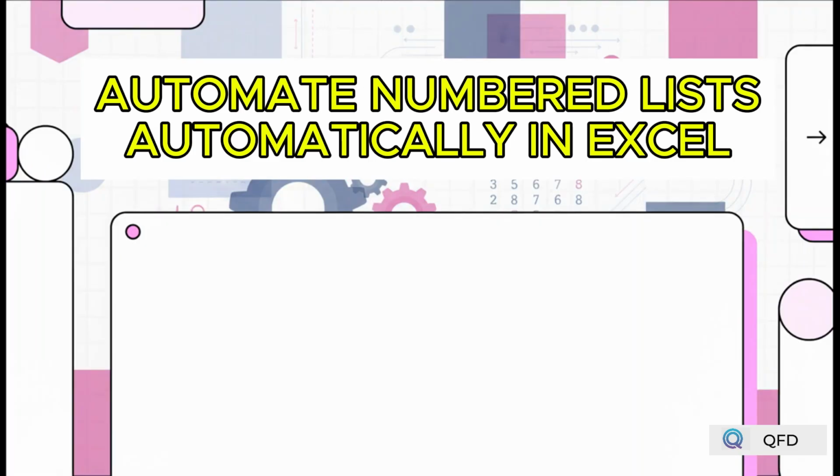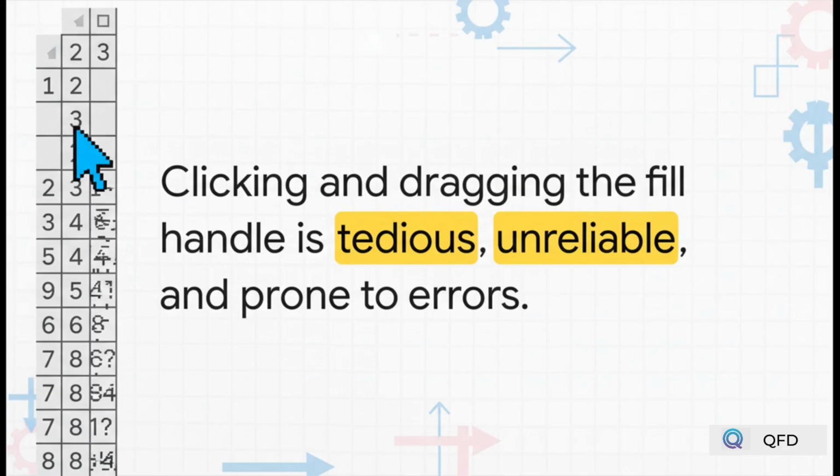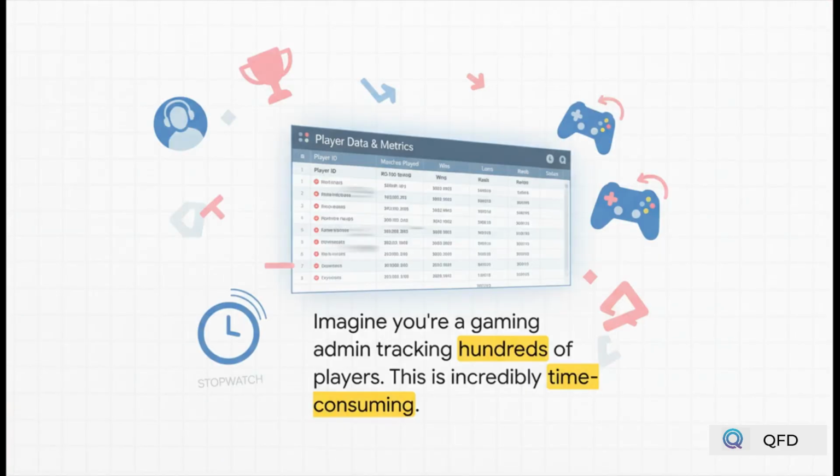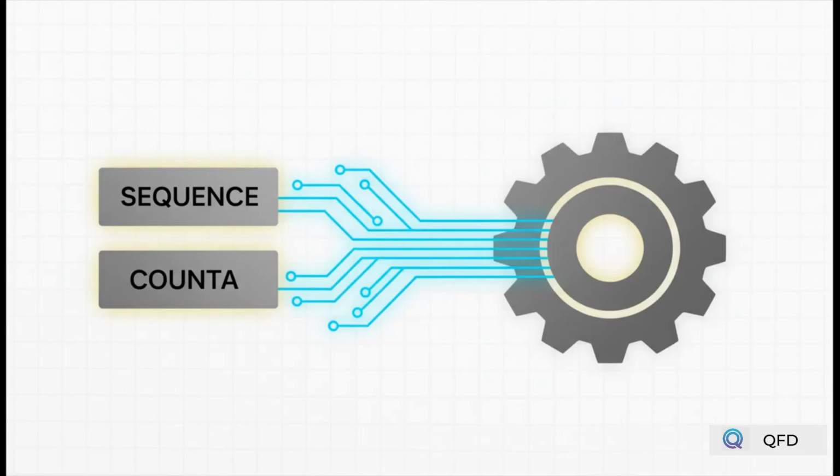All right, let's fix a super common Excel headache, having to number lists by hand. Clicking and dragging that little fill handle, it's tedious and so easy to mess up. Imagine doing that for hundreds of players. Yeah, no thanks. There's a much smarter way. We're going to use two powerhouse functions to let Excel do all the heavy lifting for us.